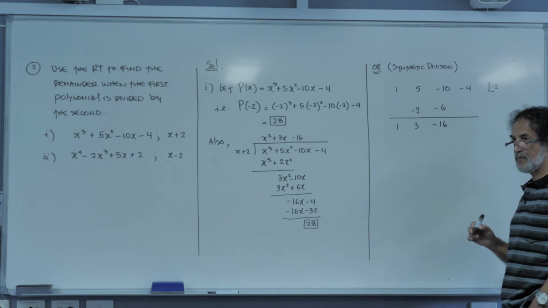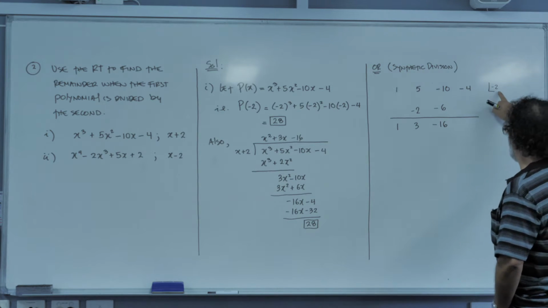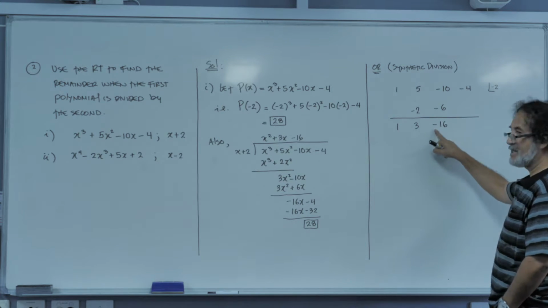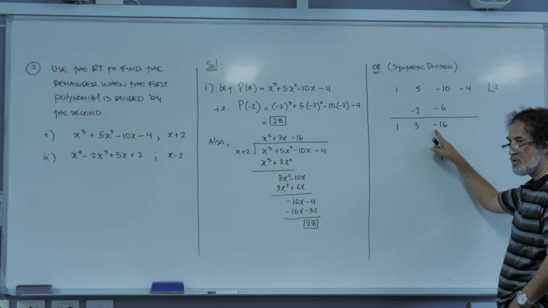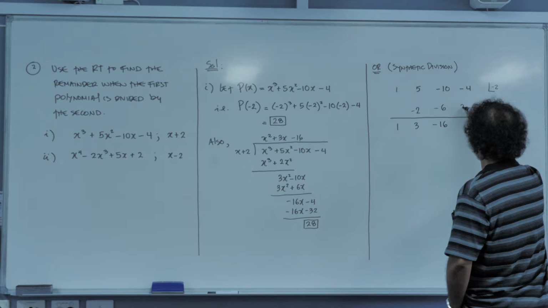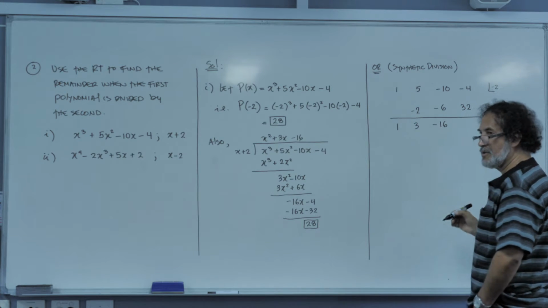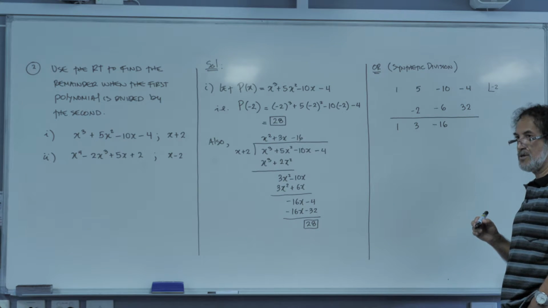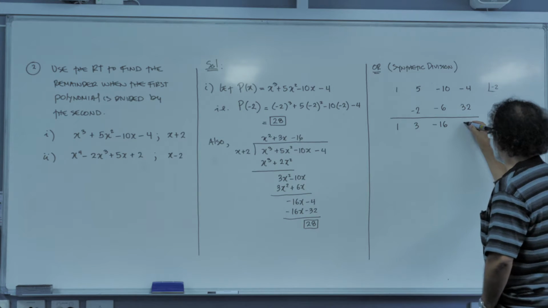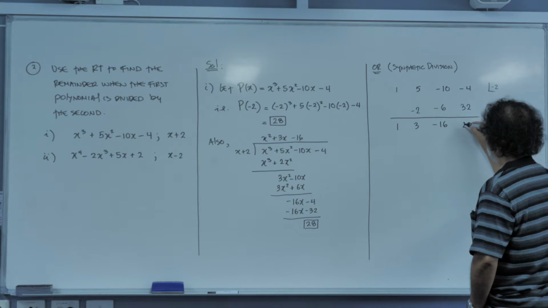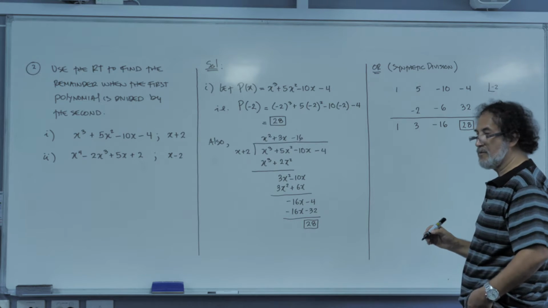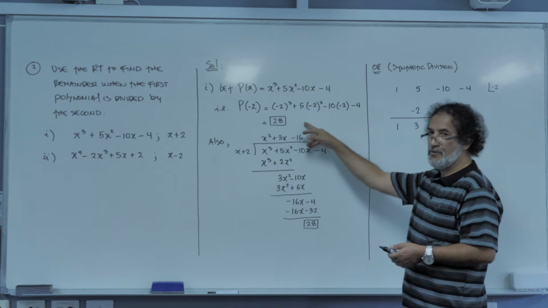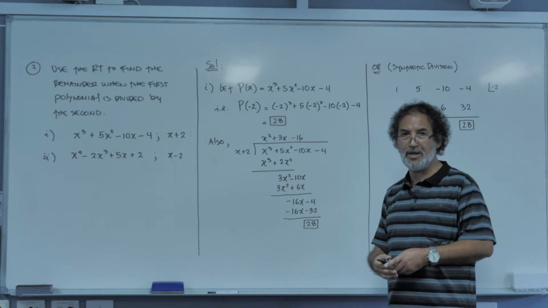All right? And then we're going to multiply negative 2 multiplied by negative 16 is, what is it? Positive 32. All right? Positive 32. Okay? And then the answer for this is going to be 28. Okay, so the last number will always give you the remainder. All right, so you can find the remainder that way.